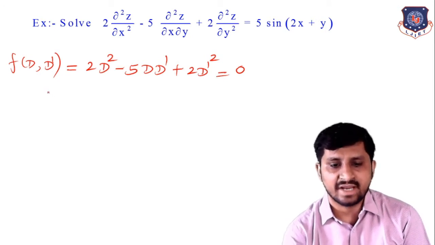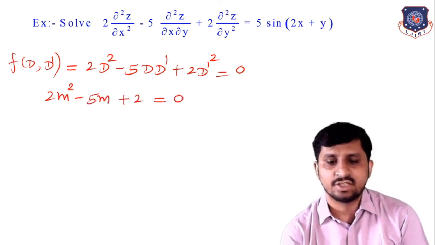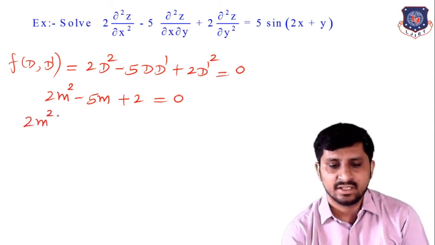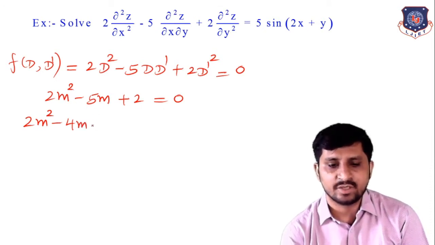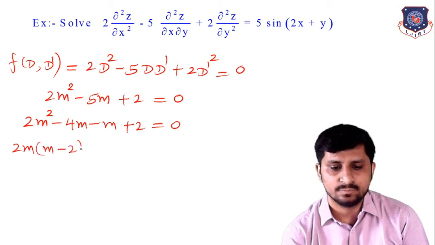Now the function of m is 2m square minus 5m plus 2 equals 0. When we factorize this second degree polynomial, we can write 2m square minus 4m, because 2 into 2 is 4, and the middle term is minus 5m, so we factorize in this manner: minus 4m minus m plus 2 equals 0. From the first two terms, 2m will be common, so in the bracket we have m minus 2.